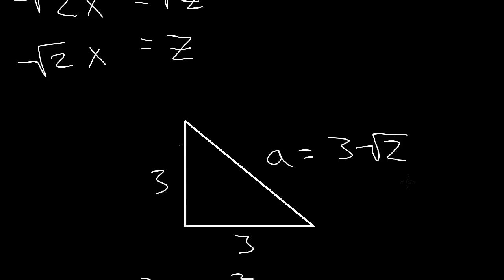Remember, that's the relationship only if this is 45 degrees, this is 45 degrees, and this is 90 degrees. So remember, all you have to do is multiply one of the legs by the square root of 2 to get the hypotenuse. Now try to find the relationship between a 30-60-90 triangle.